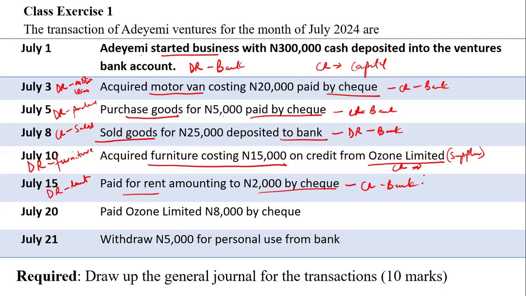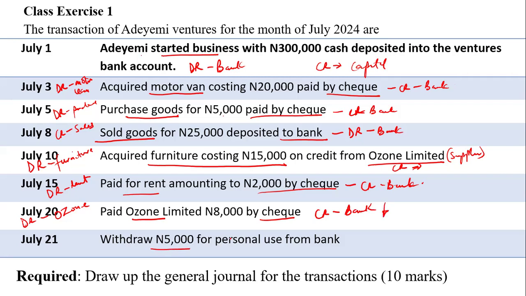Don't forget about that, because cheque is used in the bank. Yeah, Ozone. Who is Ozone? If you go back up, July 10, Ozone is the supplier that we are owing. Paying Ozone now means that our debt is going down, so we debit Ozone, somebody we are owing. And what happens to the money in our bank? It will go down. Bank will reduce, credit.